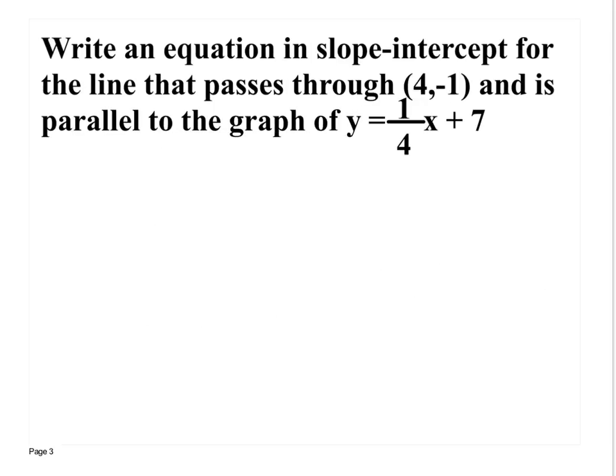Write an equation, slope-intercept form for the line that passes through 4, -1 and is parallel to this graph. What would be the slope of this graph? 1/4. The number in front of x is always slope, so 1/4. So that's going to be my slope for the equation that passes through 4, -1. So start with point-slope form, y minus y1. y1 would be -1. m, which would be 1/4, times x minus x1, which x1 would be 4.